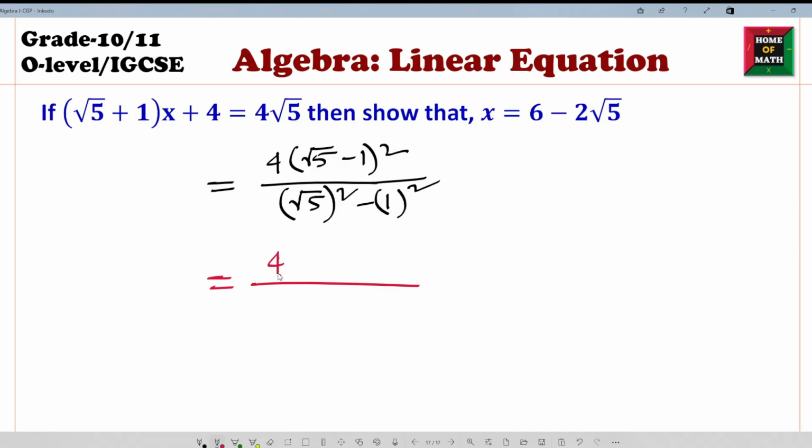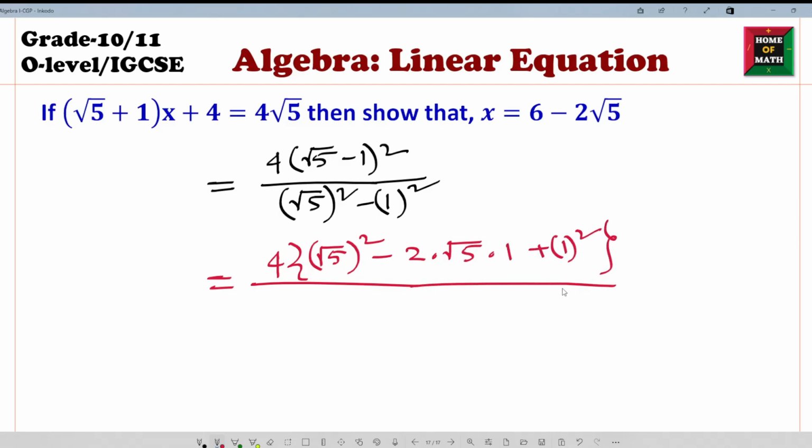So this one 4, and here we can use the (a − b) whole square formula. It means √5 squared minus 2 times √5 times 1 plus 1 squared. Okay, and √5 squared means 5, 1 squared means 1, and this one is x, right? And look, 5 minus 1 means 4, and here is 4.